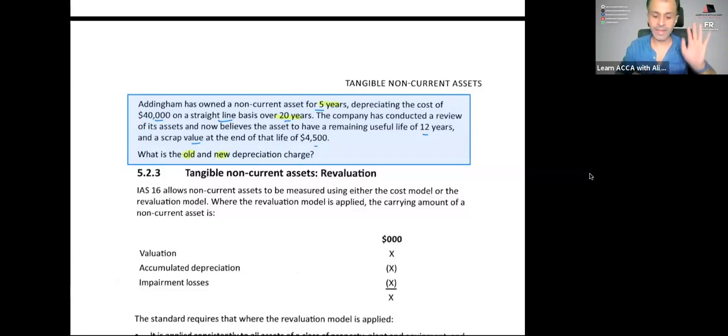And that's the reason why it's a change in estimate, because now they believe that they will be using it only for the next 12 years, not 15. So that is what we call a change in estimate. I cannot continue to depreciate my asset considering that 15-year remaining life. I will now start depreciating it based on this revised 12-year life. Also, this scrap value, they never thought of. Now they have started.